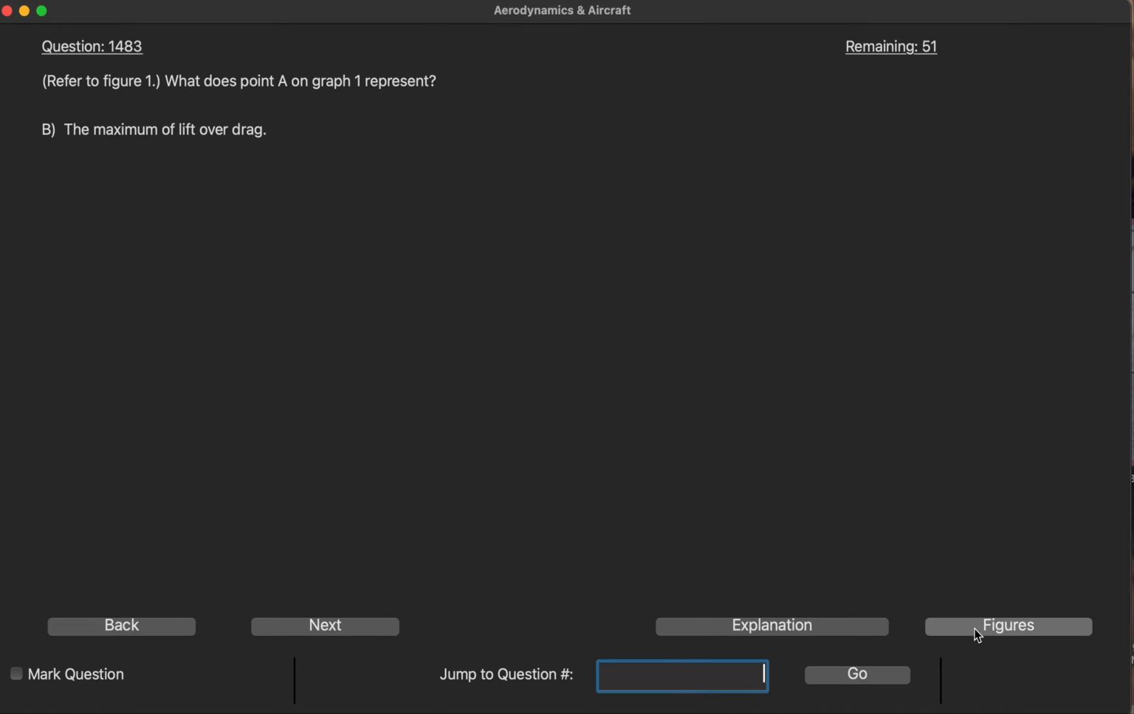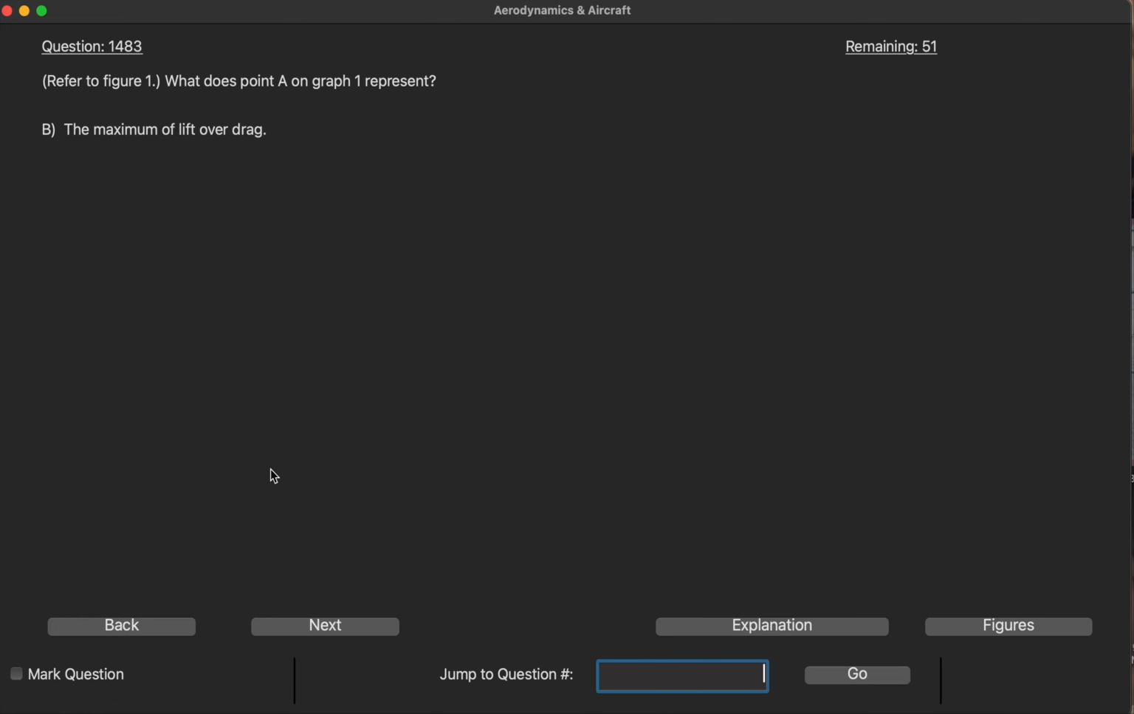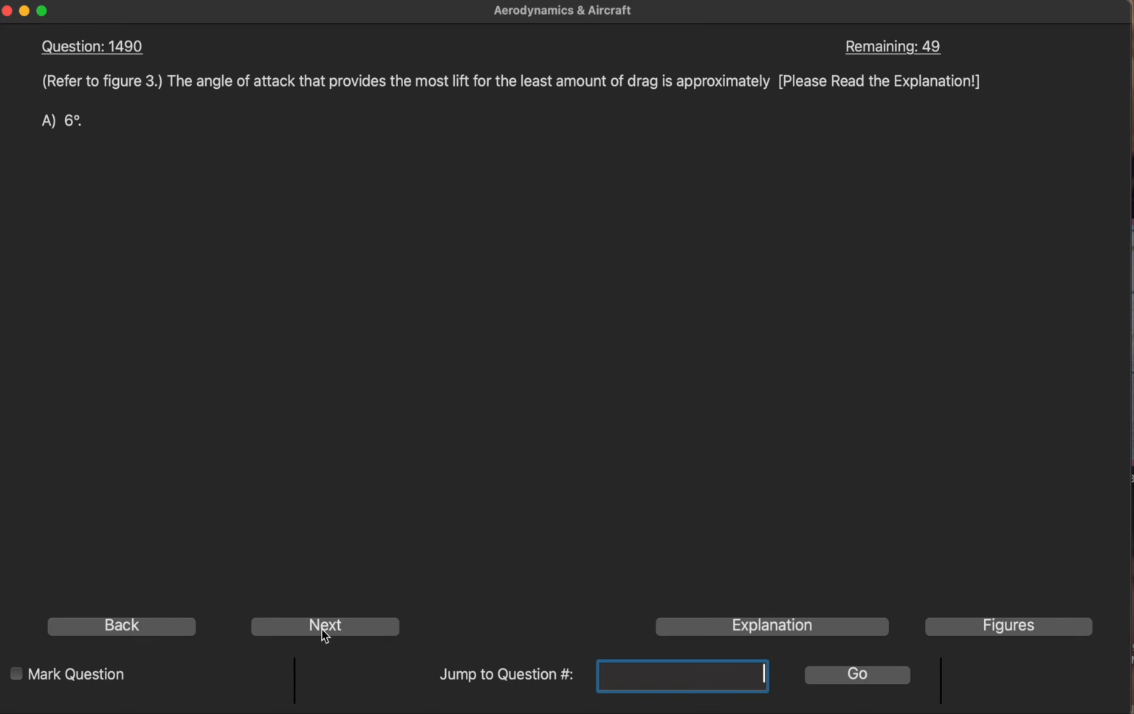Refer to Figure 1. What does point A on the graph represent? Maximum lift over drag. A stall can occur at any pitch attitude and airspeed.